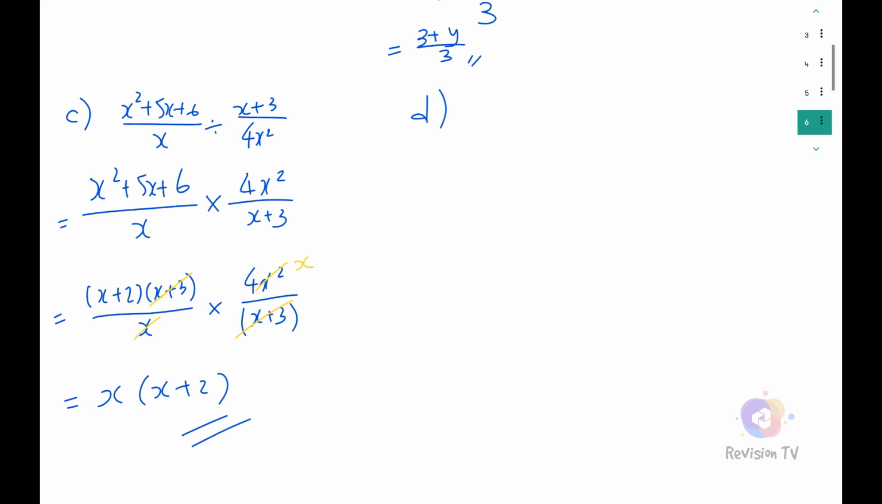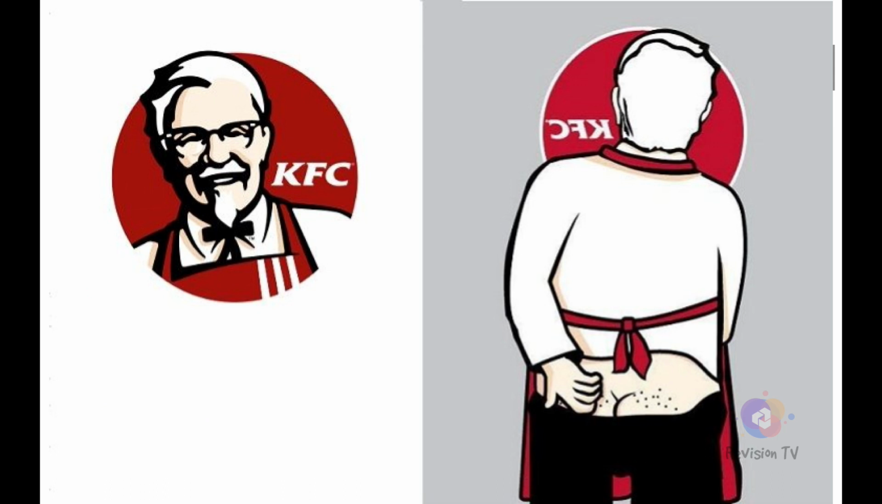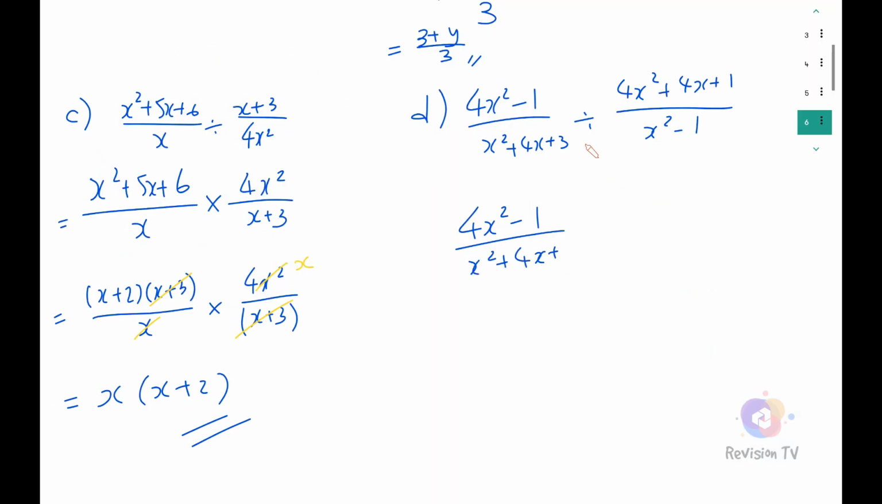Question D. So, dividing, we don't like divide, but we like KFC, don't we? So, keep, flip, change. Keep the first fraction. Flip the second. And change the sign. I actually did change the sign in here.